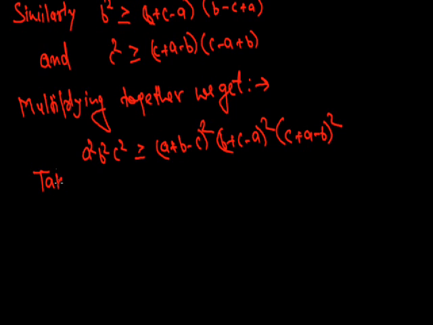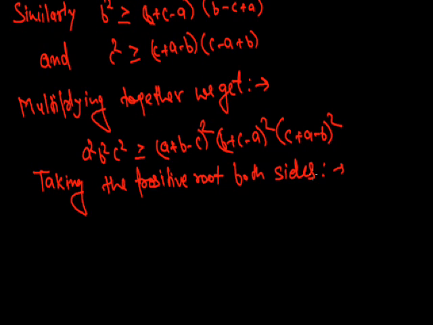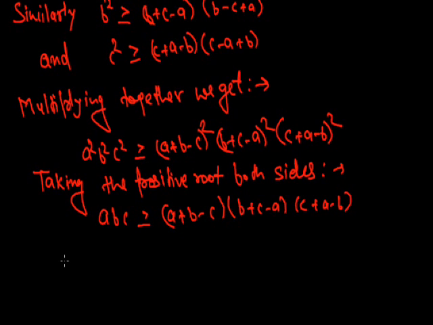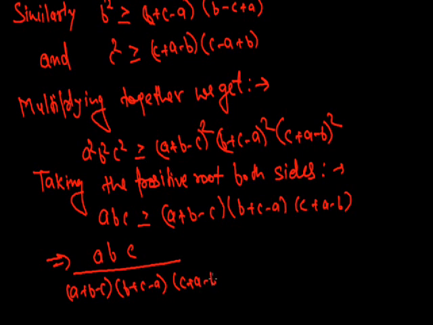Now taking the positive root on both sides, we would have ABC is greater than or equal to (A plus B minus C) into (B plus C minus A) into (C plus A minus B). From here we may have that ABC upon (A plus B minus C)(B plus C minus A)(C plus A minus B) is greater than or equal to 1.